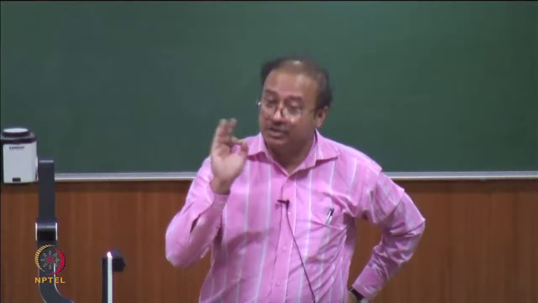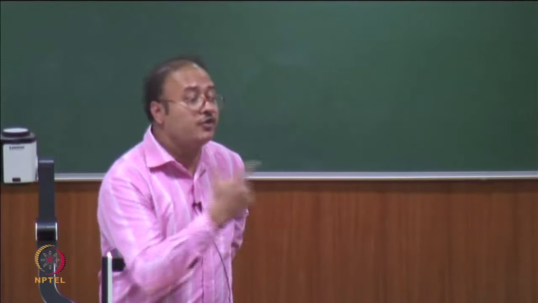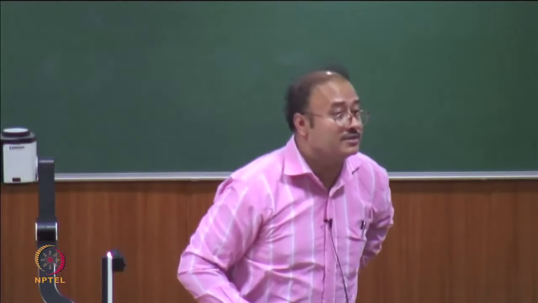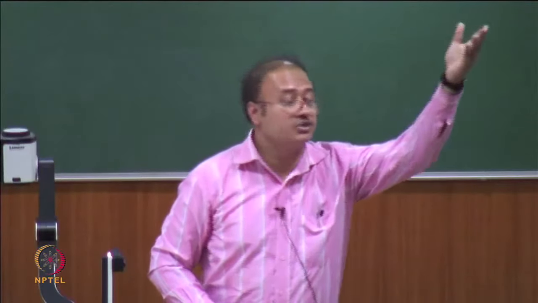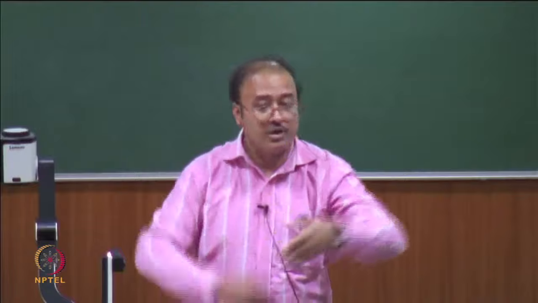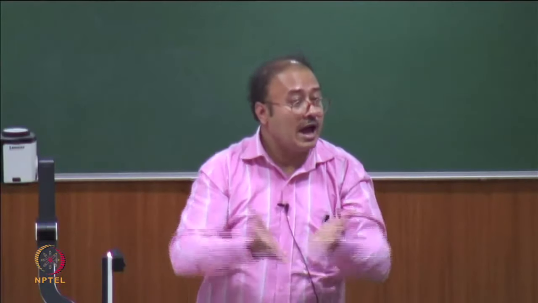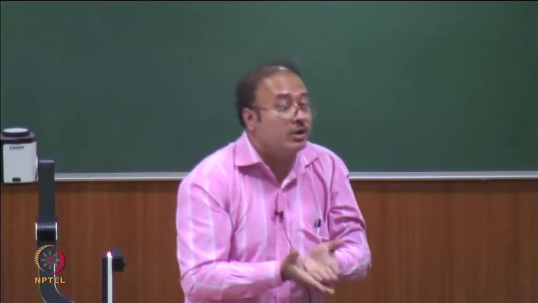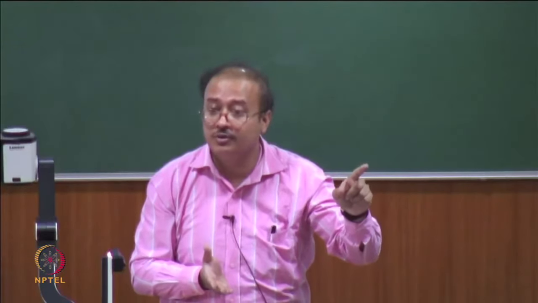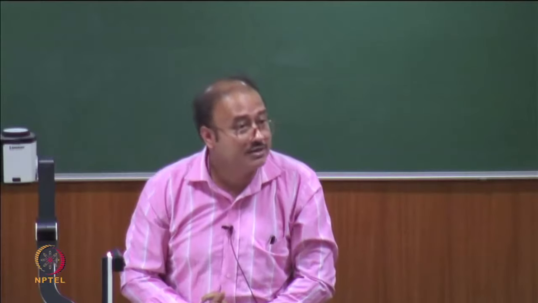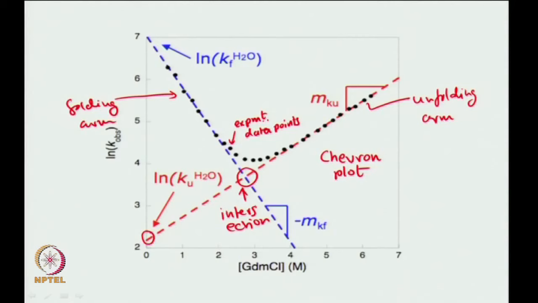So, this is another way for you to check where your Cm is. I just drew the kinetics on the folding arm, I just drew the kinetics on the unfolding arm, and I extend those. The place where they cross, Ku should be equal to Kf, K equilibrium should be equal to 1, provided I am talking about a two state scenario, and hence I would get my Cm. So, essentially this would be my Cm.